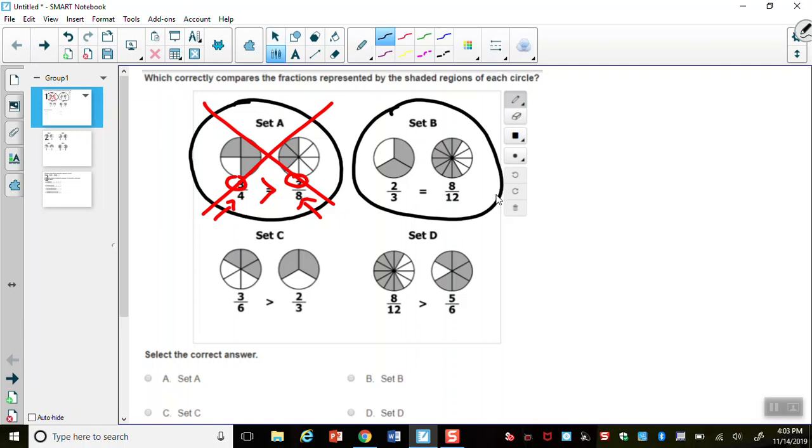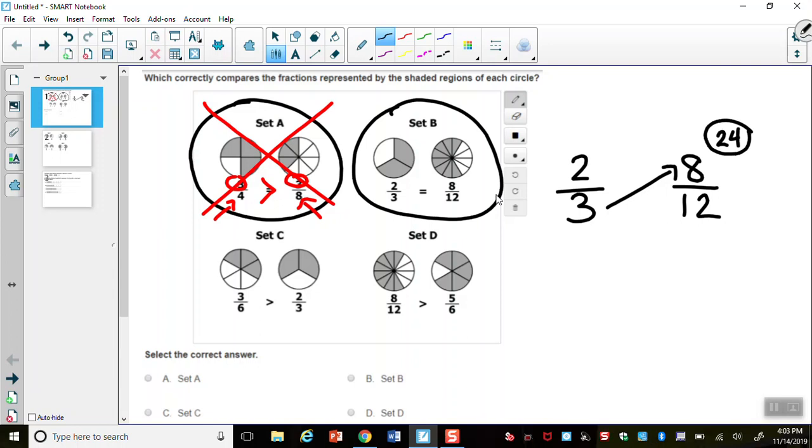And so the way that we do that is we would write each fraction, so 2/3 and 8/12. And when we cross multiply, we always cross multiply bottom to top. So I'm taking the denominator of one fraction and I'm multiplying it by the numerator of the other fraction. So 3 times 8, that's 24. And I would write that up top here. And then I do the same thing.